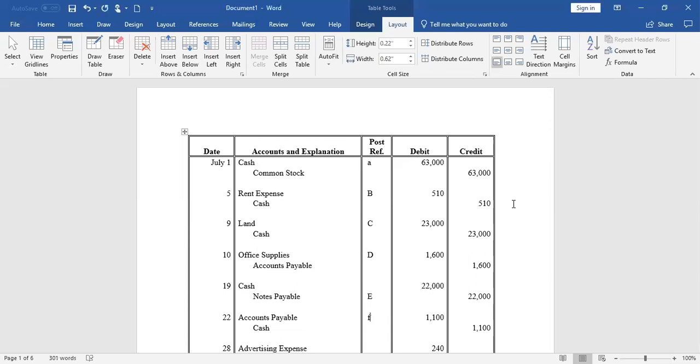Okay, July 22nd, the company paid $1,100 on account. When a company pays on account, the question is, well, what does that mean? What liability? That always means they're paying on accounts payable. So they're paying the amount they owed that they stored in the accounts payable liability account. So they're going to have to decrease accounts payable because they don't owe that anymore, decrease the liability on the debit side, and they're using cash to pay for it, so decrease the asset cash on the credit side.